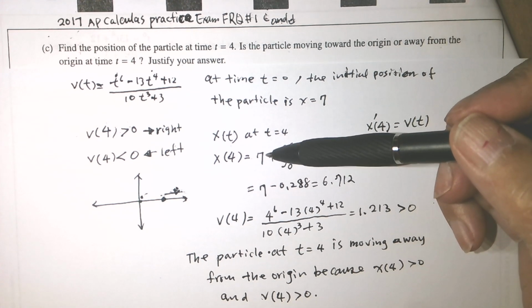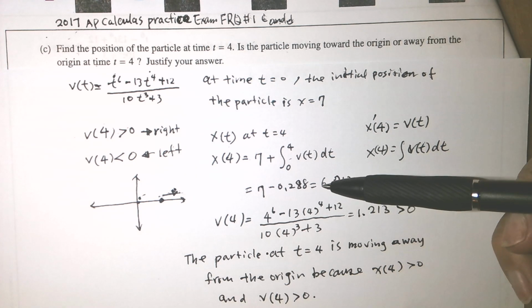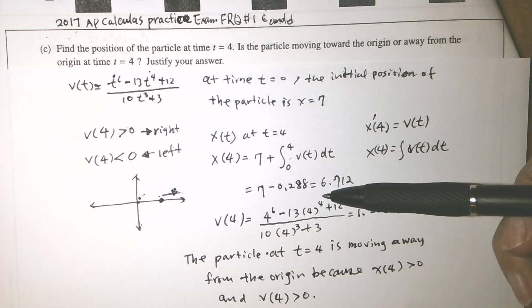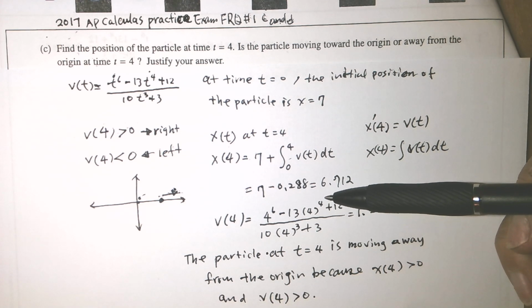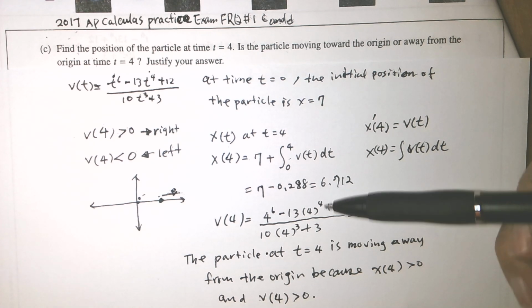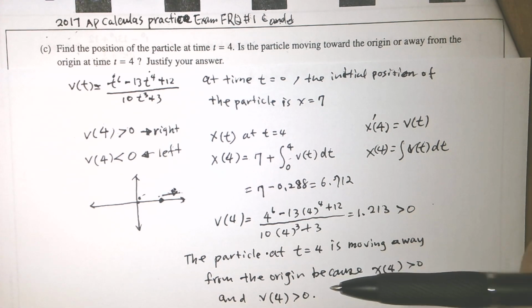And then you use the initial condition, you're adding 7. And then you find the position is moving away from the origin. Then you write this sentence, and you get another point. So its total is 4 points.